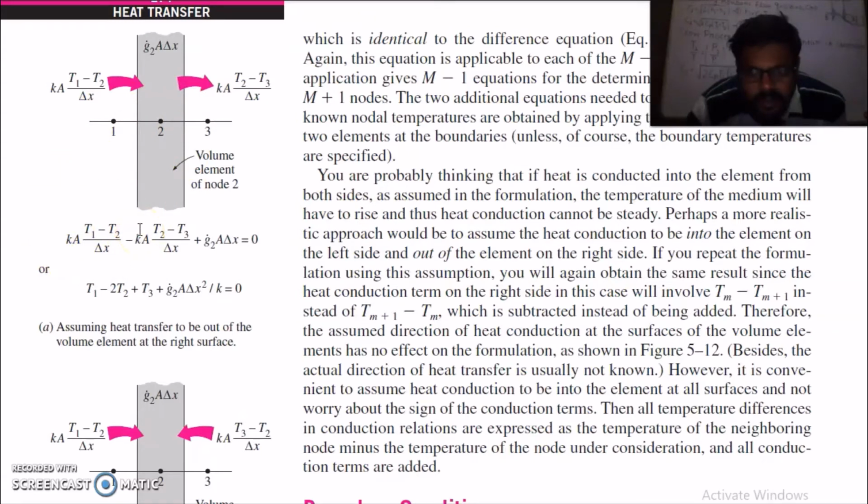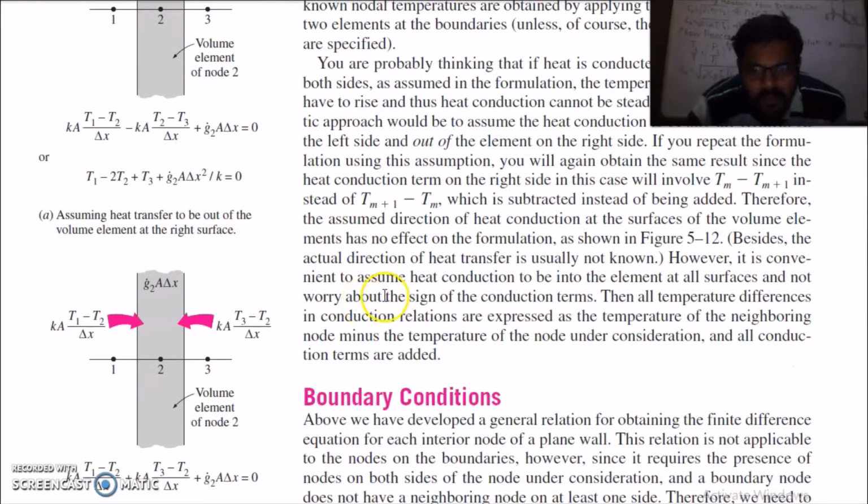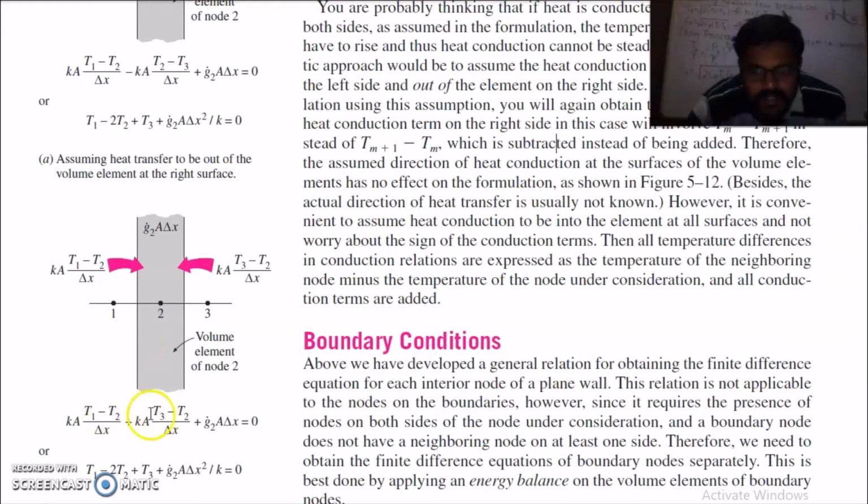This is because Tm minus Tm+1 is used instead of Tm+1 minus Tm, which is subtracted instead of being added. Therefore, the assumed direction of heat conduction at the surface of the volume element has no effect on the formulation. Means whatever direction you assume, you will get the same result. Even if it is convenient to assume the heat conduction to be into the element, you will get the same result.